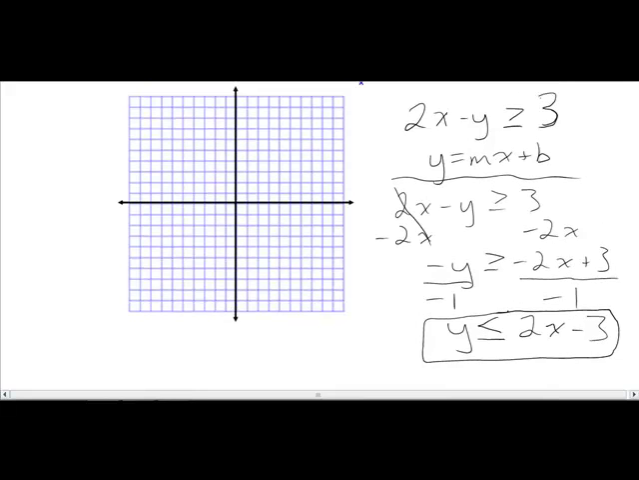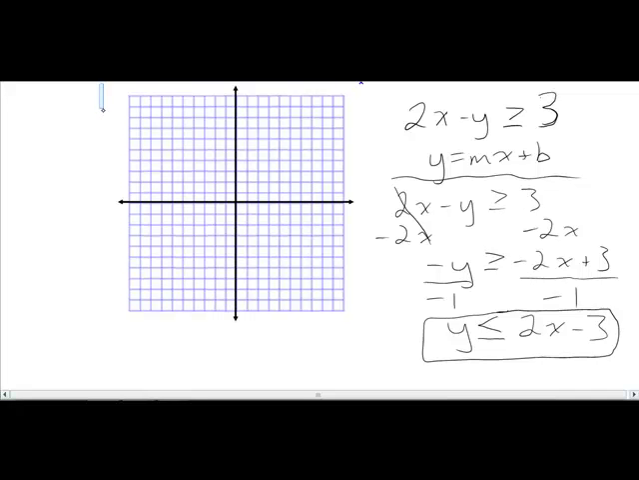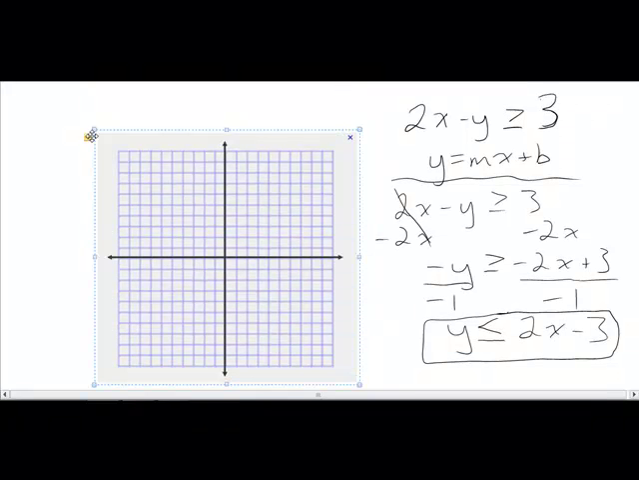I scooted down a little bit too far. I went past the graph. Let me see if I can grab the graph and bring it down a little bit. No, apparently I can't. Sure I can. There we go. All right.